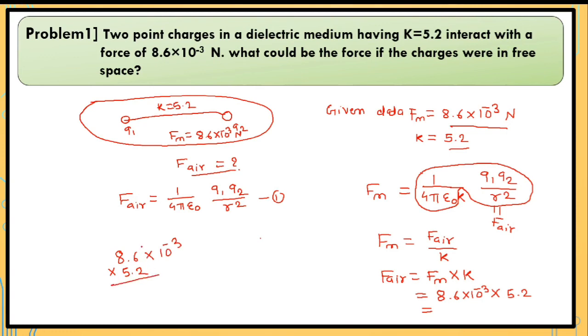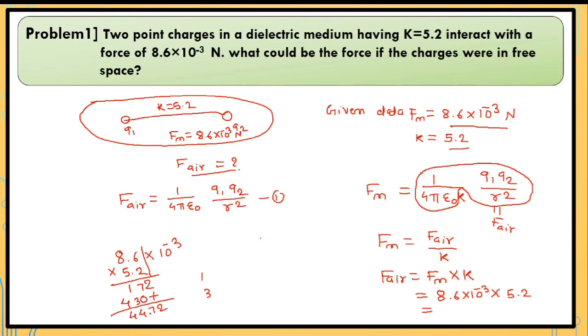First we will calculate this. So 2 multiplied by 6 is 12, carry 1. 8 multiplied by 2 is 16, plus 1 is 17. Then 5 multiplied by 6 is 30, carry 3. 5 multiplied by 8 is 40, plus 3 is 43. So we get 4472, with the decimal point after the first digit, as there is point 1 and point 2.